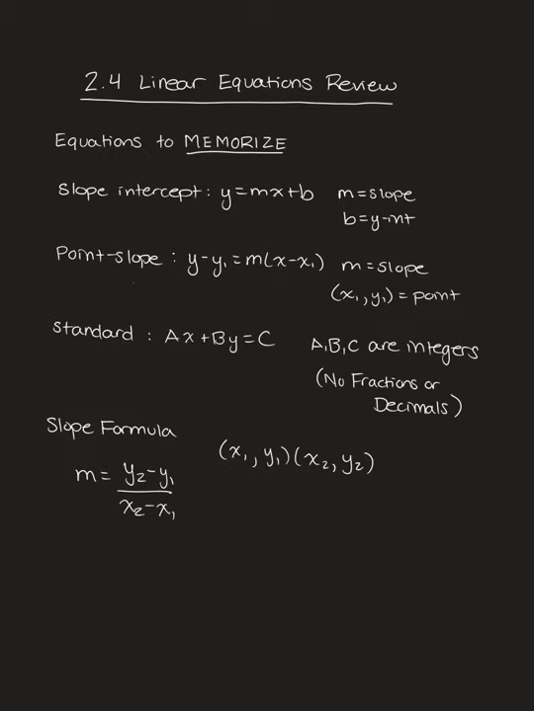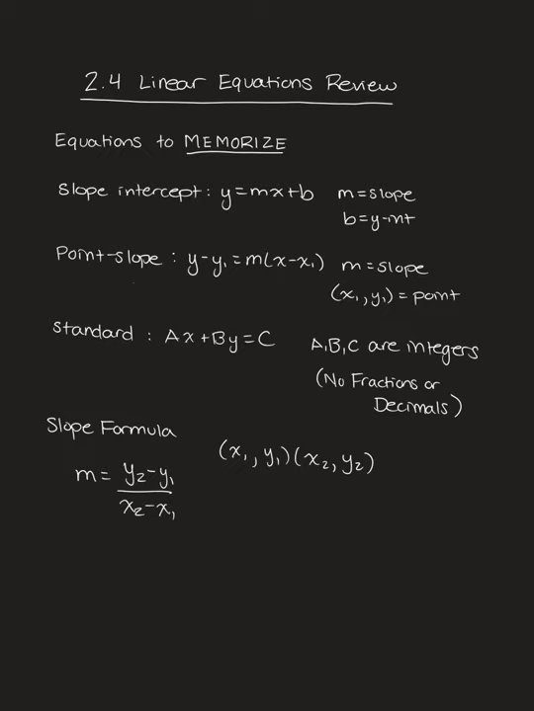The next one is point-slope form. Y minus y1 is equal to m times x minus x1. So m is the slope again, and then x1 and y1 is your point. So that is the only things that get replaced in this equation: m, x1, and y1.